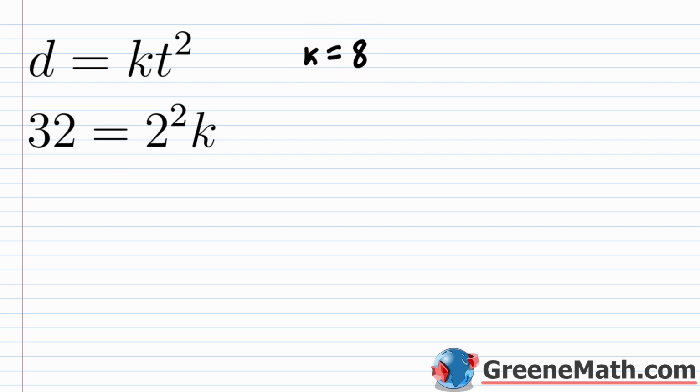And once you have that, you can just plug into the formula. So d is equal to, your k is 8, and then all you have to do is figure out what time you want to work with in seconds. You plug that in, and you'll have your distance in feet.